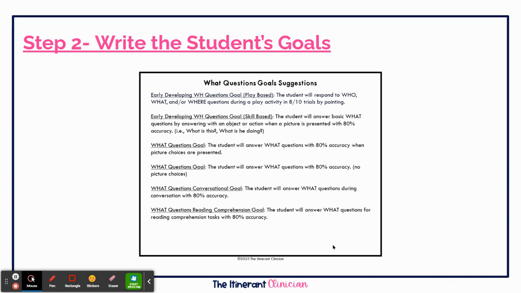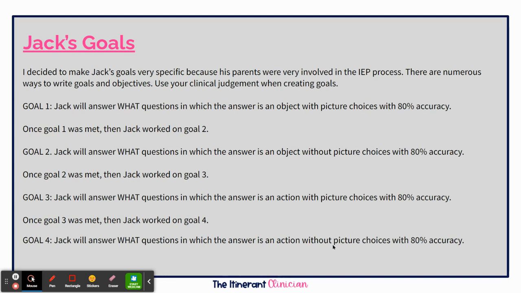So we are ready for step 2. We are going to write the student's goals. So these are just some examples of goals that can be written for a student. For Jack's goals, I decided to make his goals very specific because his parents were very involved in the IEP process and wanted to know developmental steps. So there are numerous ways to write goals and objectives. Just use your clinical judgment when creating the goals.